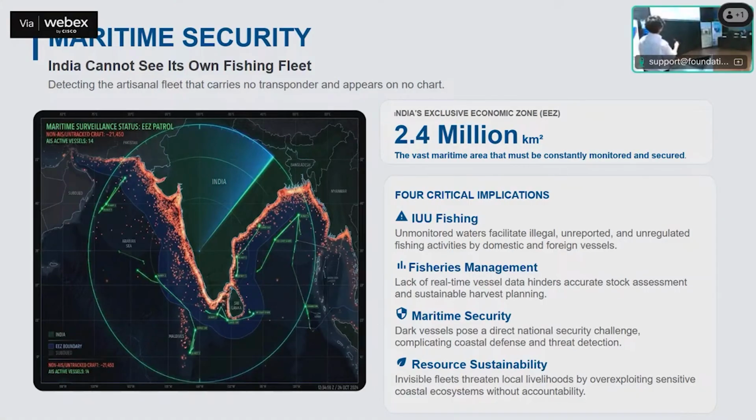Due to which there is a large amount of IUU fishing, fisheries mismanagement, and risk to maritime security, as any foreign fleets from other countries can visit our country without AIS. And then there is also a risk to resource sustainability, as there is no control on this dark fleet. They can do any amount of fisheries in any region, and we can't monitor it. So there is a need for a system which doesn't completely depend on AIS, which goes far beyond AIS to measure these dark fleets.